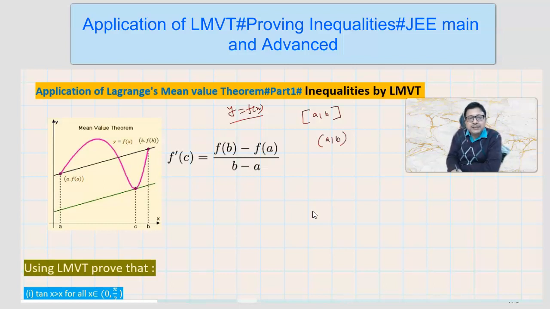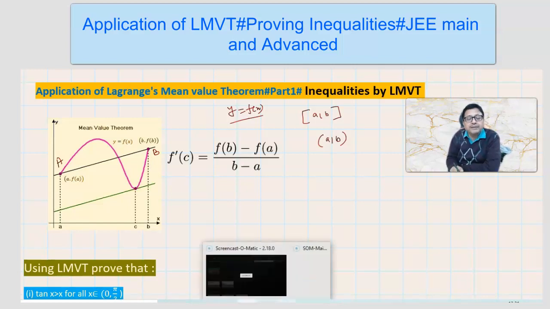Then there exists a point between A and B where the tangent drawn to the curve will be parallel to the chord AB. That we have seen in the previous session. I have given you the proof and we have done some applications. Right now I am going to show you how to prove some inequalities with the help of Lagrange's mean value theorem. Just note it down here that (f(b) minus f(a)) by (b minus a) is the value of the derivative.